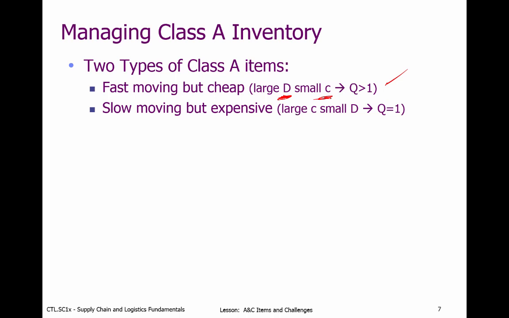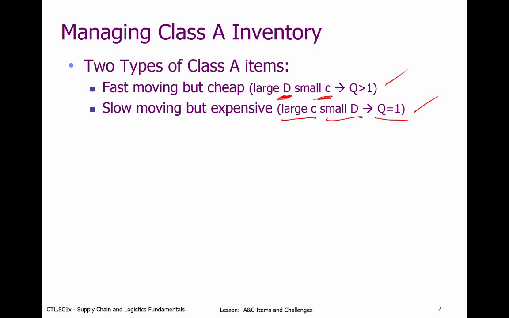But the other case could be where I have a large C, it's a very, very high value item, but I don't sell that many of them, right? It might be a very high specialty kind of end item, but it's worth a lot of money, brings in a lot of revenue, but I don't sell that many. And it could be that my order quantity goes to 1. I replace them as they come in. And so we have two cases for these class A items.